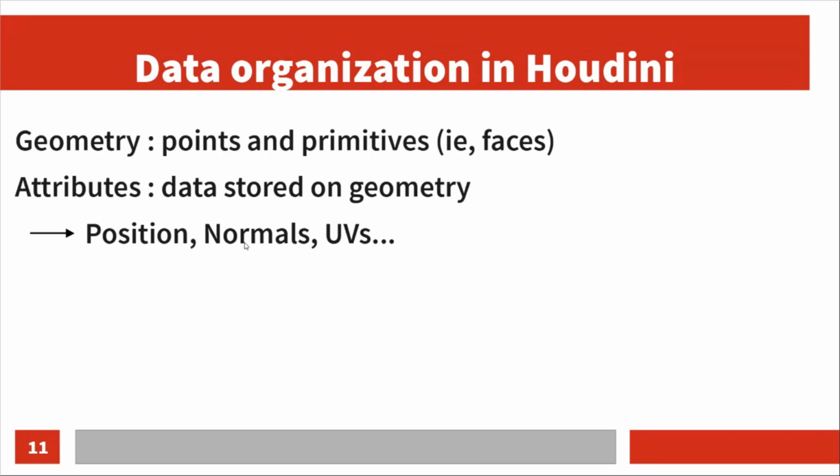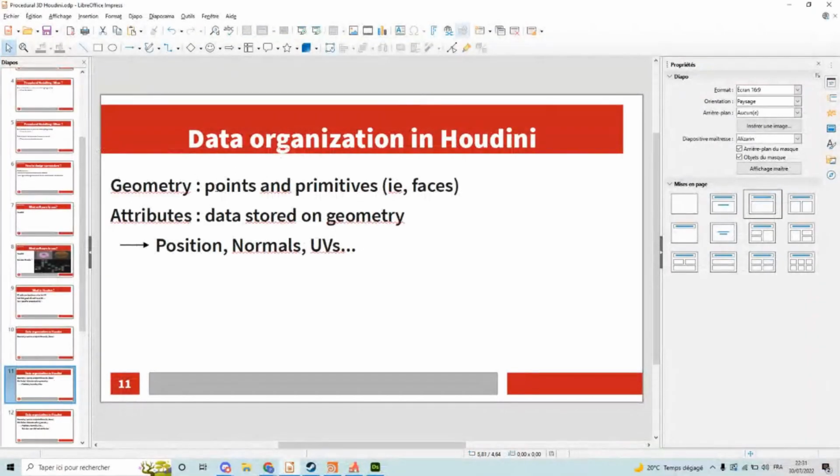You have normals, which can be either stored on the point or on the primitives, and which is, of course, a vector, right? A vector that indicates a direction. And you have UVs for coordinates. So all that data is stored on the point and can be manipulated by acting on each point.